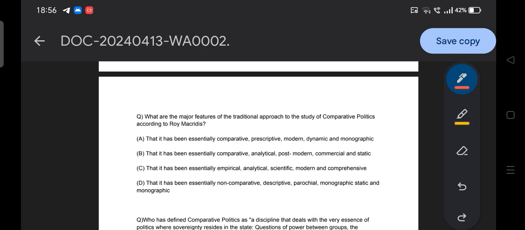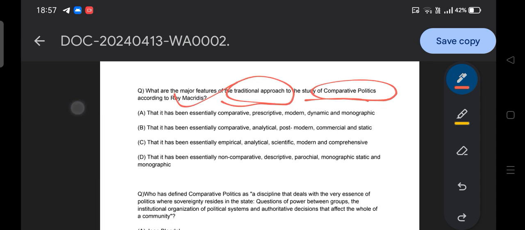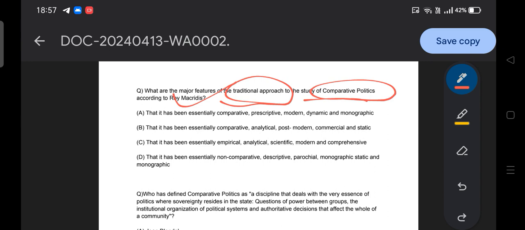Moving to the next question. Next question: what are the major features of traditional approach to the study of comparative politics as per Roy Macridis? Okay, so see, Roy Macridis criticized the traditional approaches to comparative politics, and he described the traditional political approach. So we need to find out the correct answer, and the answer of this question is option D. It has been essentially non-comparative, descriptive, parochial, monographic, static.